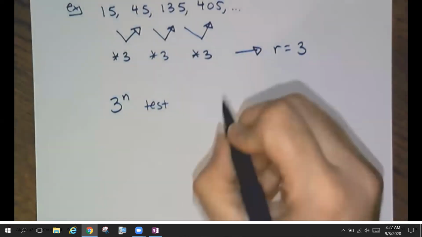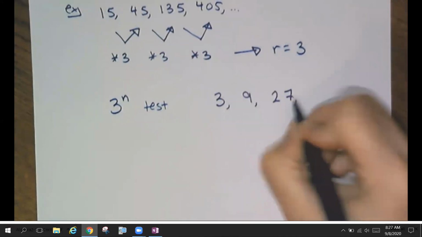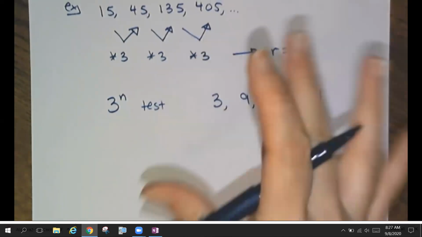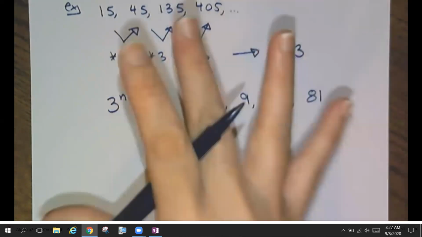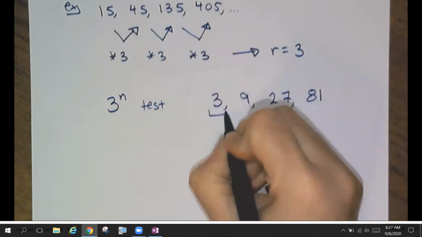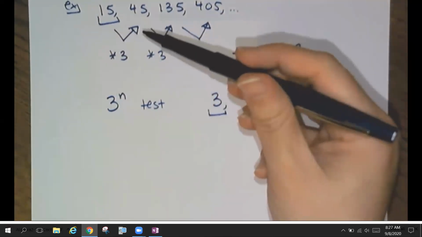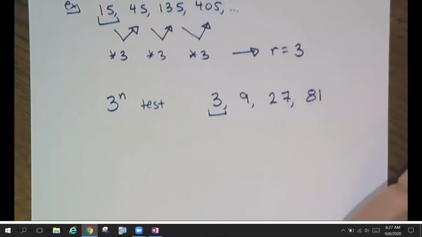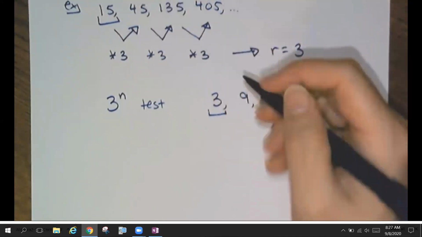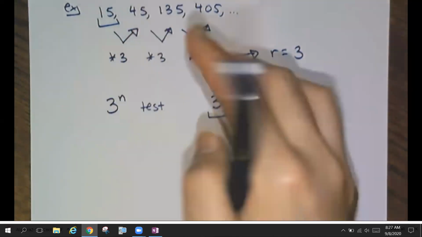So 3 to the nth generates the sequence 3, 9, 27, and 81. And it's not correct because I don't want 15 and 3 to be the same thing. But I can fix it. I can first look at this term here and that term there and think, well, how can I turn a 3 into a 15? And I want to use an operation, and I could, of course, add 12, because 3 plus 12 is 15, but if I check plus 12 with 9, I get 21, which is not that next number. So I know it's not a plus 12.